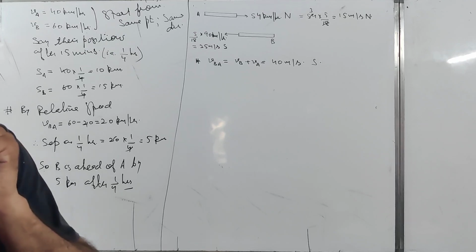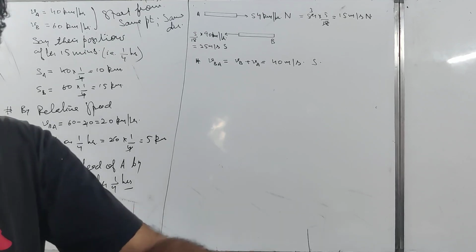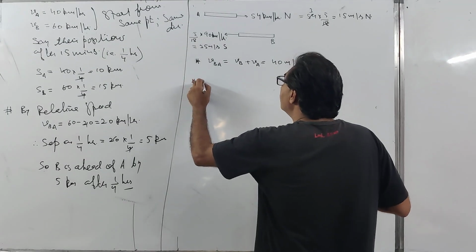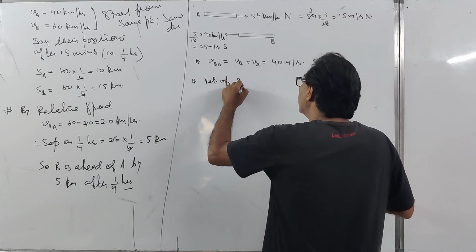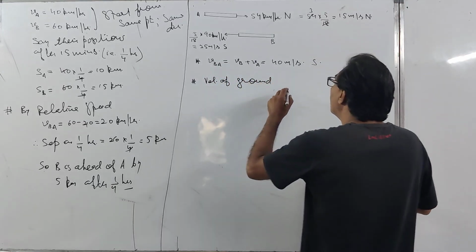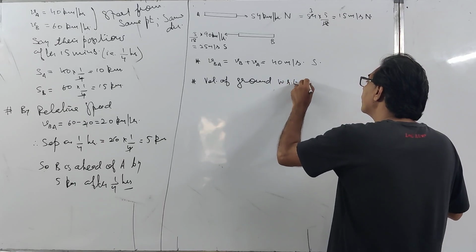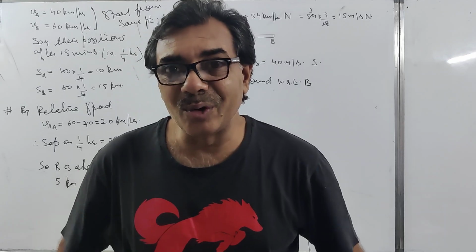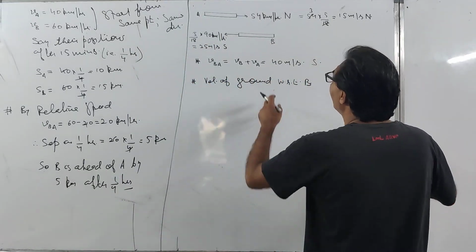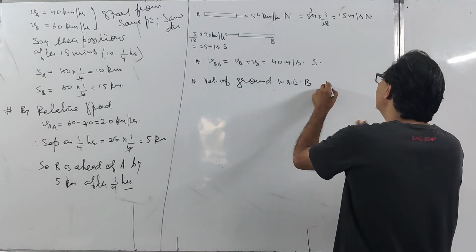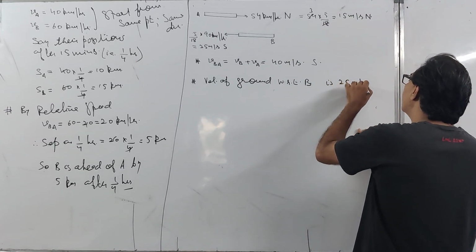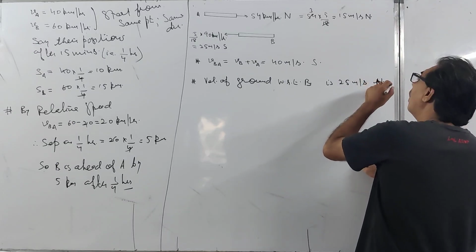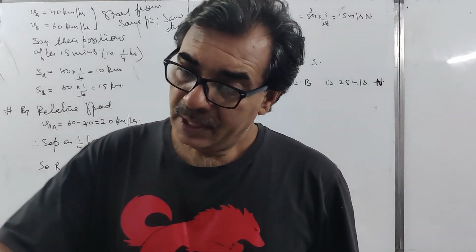He says that what is the velocity of the ground with respect to A? The question is, what is the velocity of ground with respect to A? Remember, when we look from the train, the earth seems to be going backwards. It is in the opposite direction. Velocity of ground with respect to B is 25 meters per second north. Opposite direction. Right?